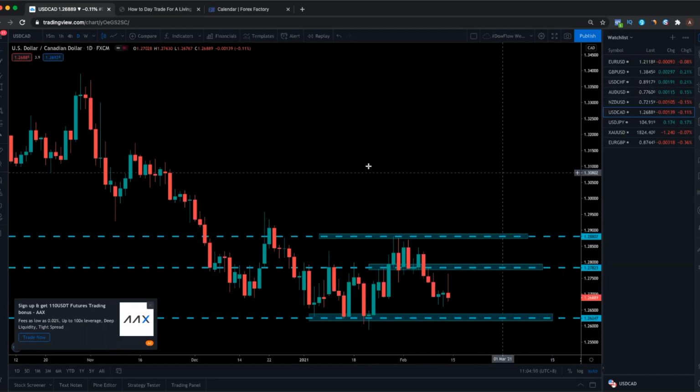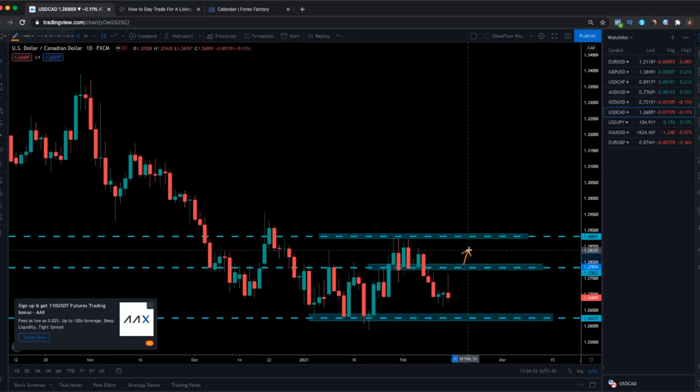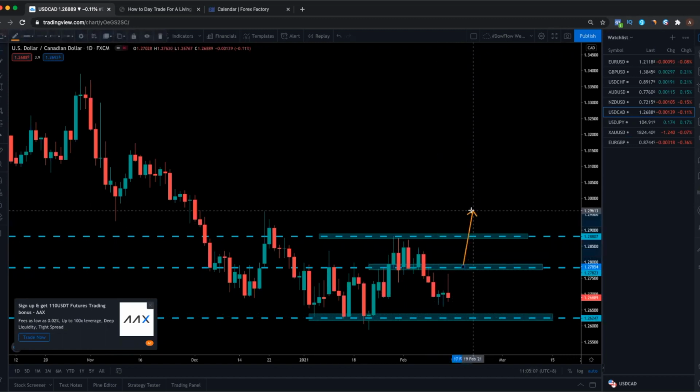Same thing like the Kiwi dollar, you do not want to buy when price breaks out from this level, because price might just go up a bit and start going down. So if you want to sell, look to sell here or sell here. If you want to buy, look to buy at the bottom here, or if price breaks the entire zone and retraces here. So that should be your trading plan.